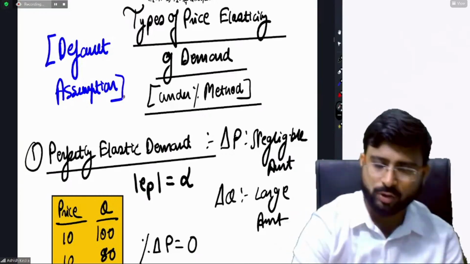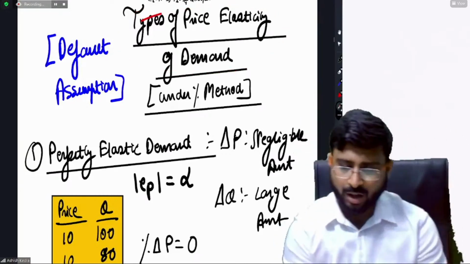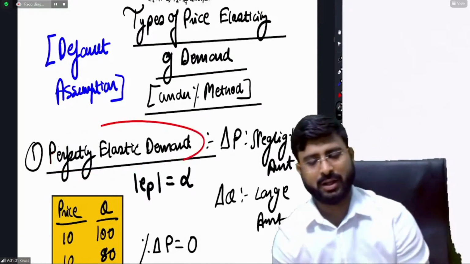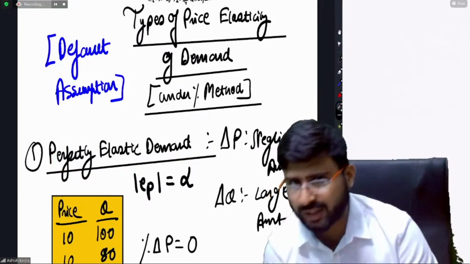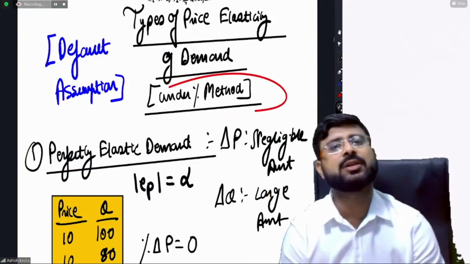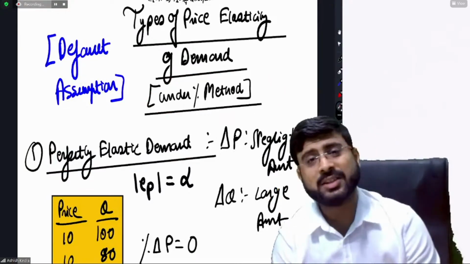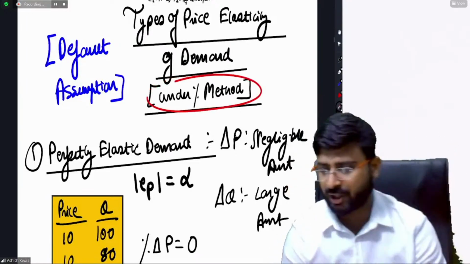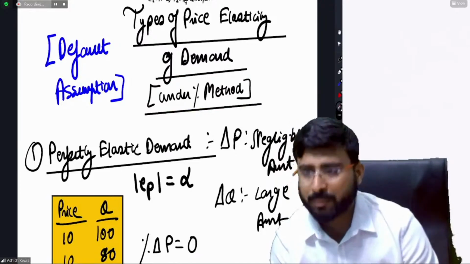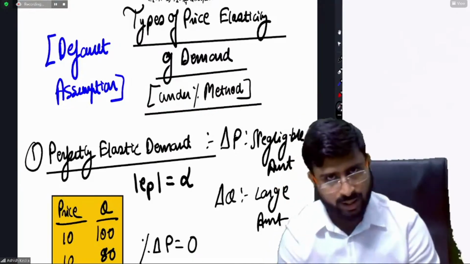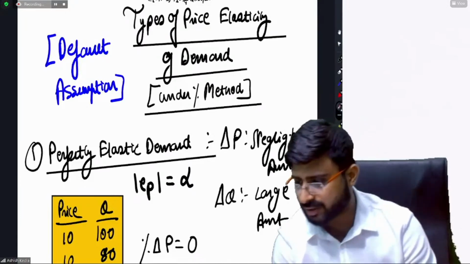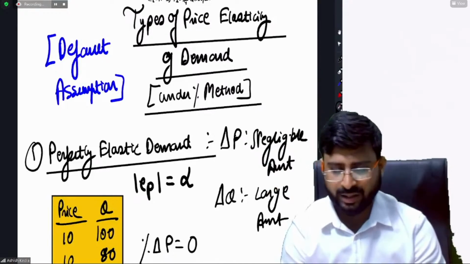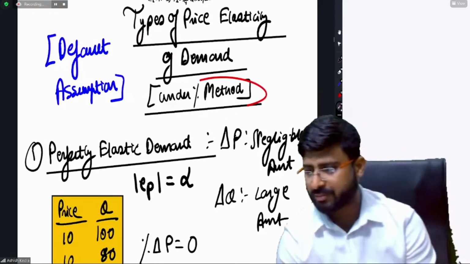See, when we talk about types of price elasticity of demand under the percentage method, number one is perfectly elastic demand. Remember, I told you price elasticity of demand can be computed under multiple methods. So we are using the percentage method as of now. Okay, so let's go about with the percentage method.